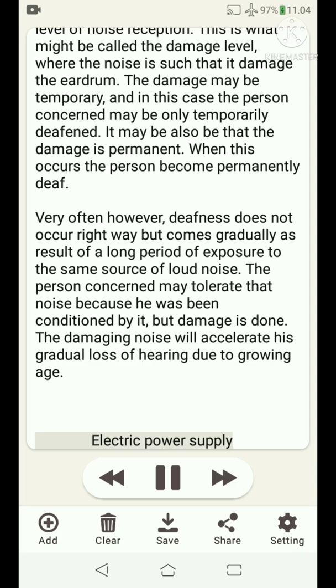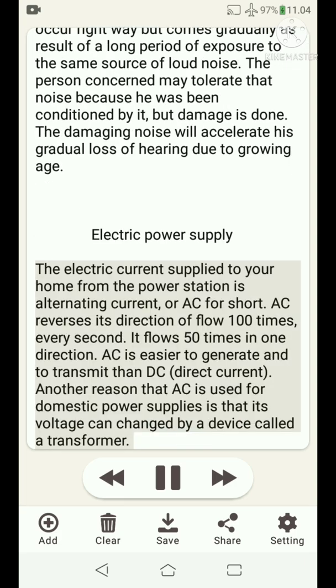Electric power supply. The electric current supplied to your home from the power station is alternating current, or AC for short. AC reverses its direction of flow 100 times every second. It flows 50 times in one direction. AC is easier to generate and to transmit than DC, direct current. Another reason that AC is used for domestic power supplies is that its voltage can be changed by a device called a transformer.